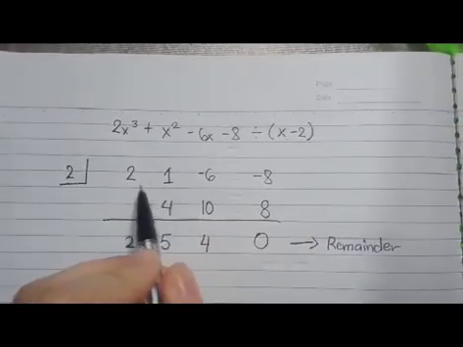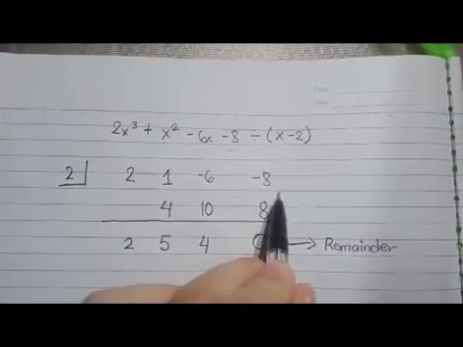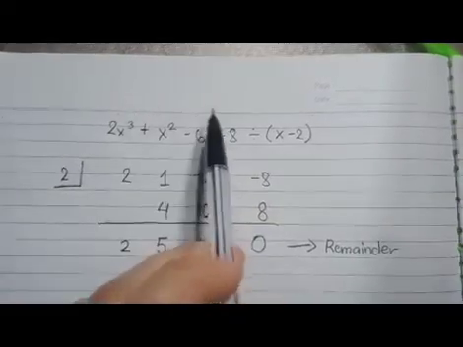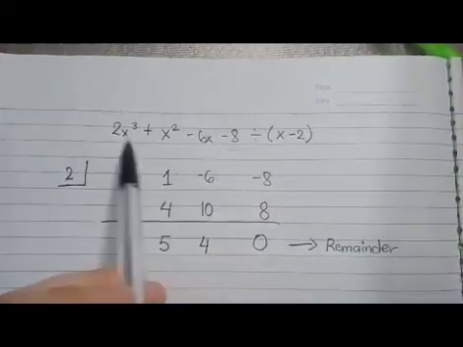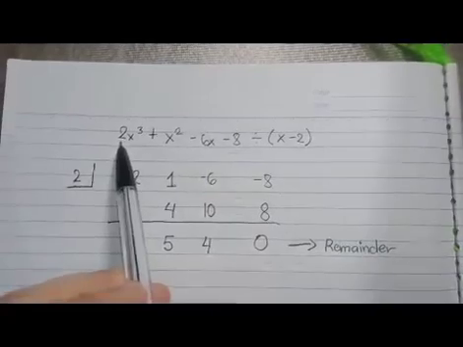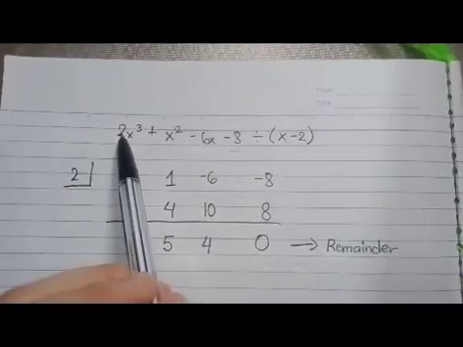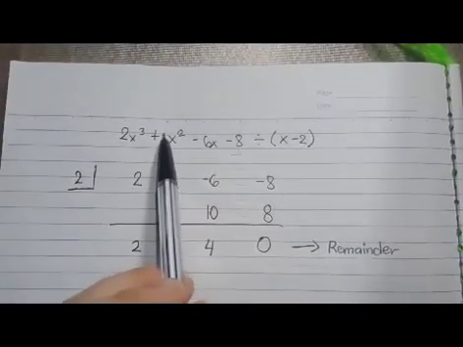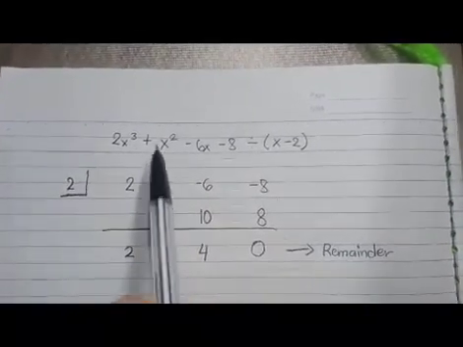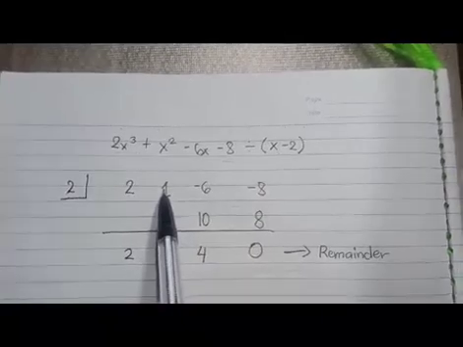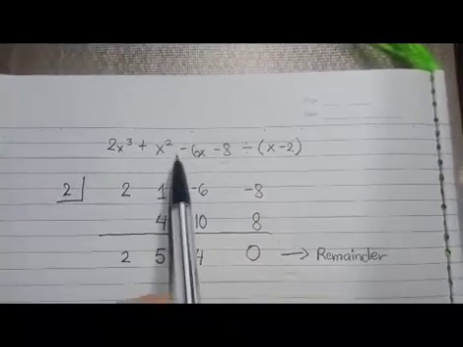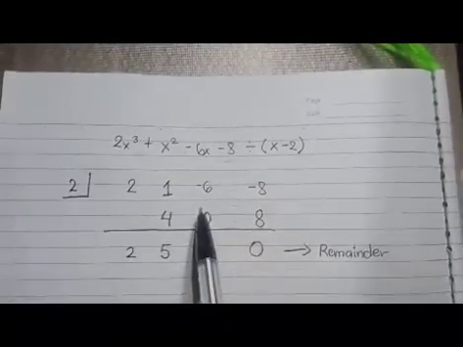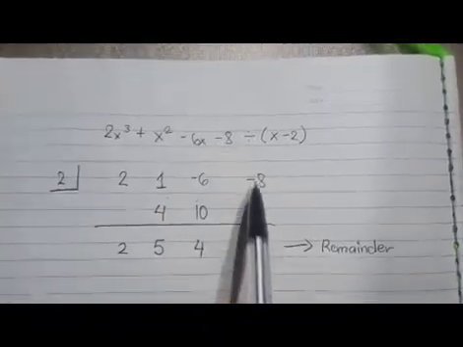So these numbers came from the dividend. You have to bring down the numbers: 2, and there's an invisible 1 here, so you just write 1, and negative 6, negative 8.